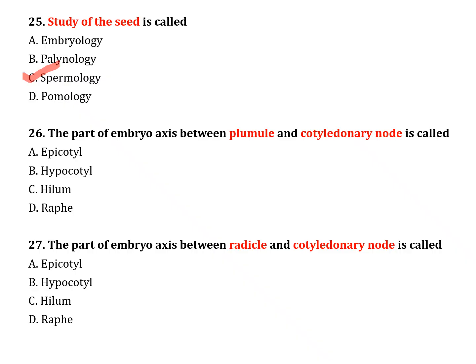The next question, number 26. The part of the embryonal axis between plumule and cotyledonary node is called option A, epicotyl; option B, hypocotyl; option C, hilum; option D, raphe. Correct answer is option A, epicotyl. The next question, number 27. The part of embryo axis between radical and cotyledonary node is called option A, epicotyl; option B, hypocotyl; option C, hilum; option D, raphe. Correct answer is option B, hypocotyl.